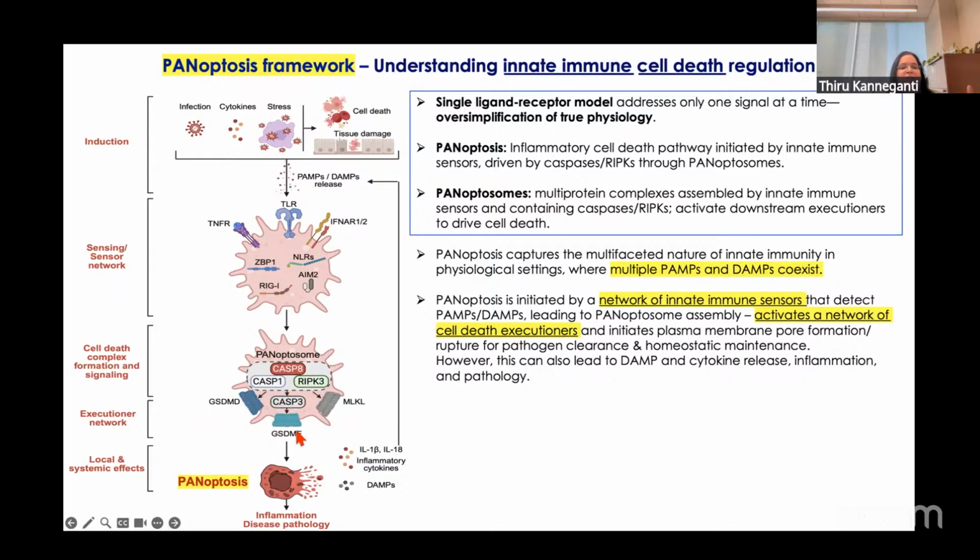So who says it's only gasdermin D or E or MLKL phosphorylation? We believe that there are other pore-forming molecules, or membrane-damaging molecules, yet to be discovered that can be cleaved, instigating this inflammatory disease.